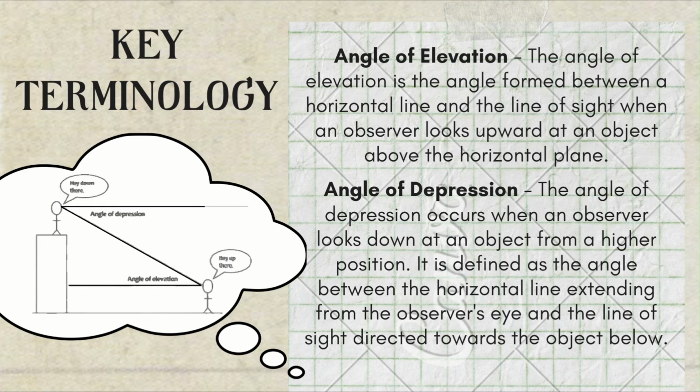So angle of elevation, or elevation itself, is when something is high. When you look at elevation, if you imagine what's elevated, you think something's in the sky, or like if you know Harry Potter, when they say something's elevated, it's like up in the air, right? Like the broomstick that Harry flies on, it's elevated, right? So mathematically, the angle of elevation is the angle formed between a horizontal line and the line of sight when an observer looks upward at an object above the horizontal plane.